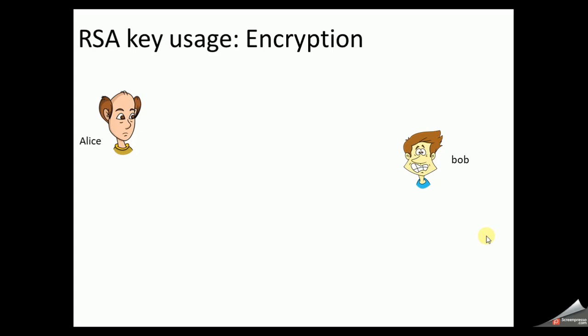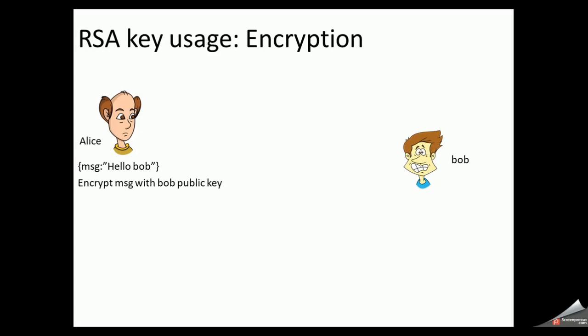Now here we have two cases in which we can use these RSA keys. The first is encryption. By encryption I mean that the message will be encrypted. It will not be in readable form in the communication channel. So let's get started by introducing you to very famous personalities in computer science, Alice and Bob. Let's suppose Alice wants to send a message to Bob, and here's the message.